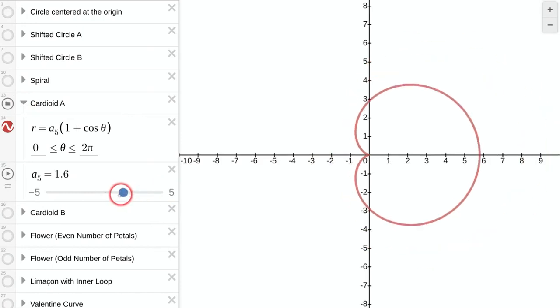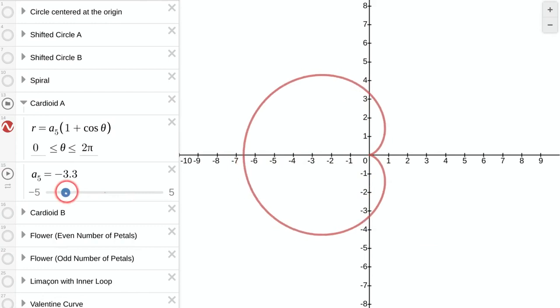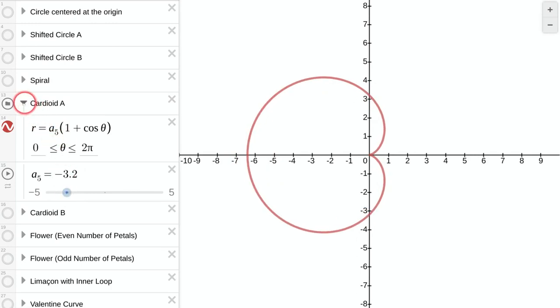And yeah, I still need to show you what happens when a sub 5 is a negative number. It will actually show in the other direction, so it's a reflection here, right? So as you can see here, the other features are almost the same thing, right? You can actually just play with this one.